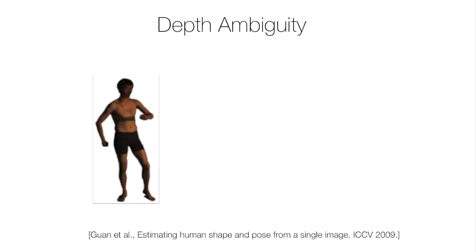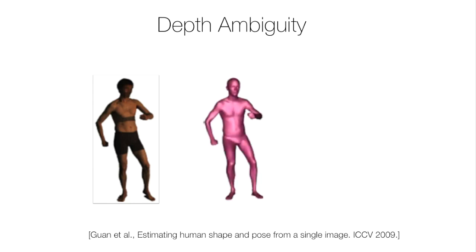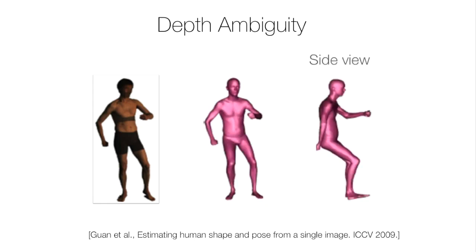However, this problem is fundamentally ambiguous, because many 3D poses and shapes can explain the same 2D image. For example, given this image of a man standing, this model looks like a reasonable explanation, but if we see it from another side, we see that the knees are bent even though they shouldn't be. To overcome this, we need a good prior.